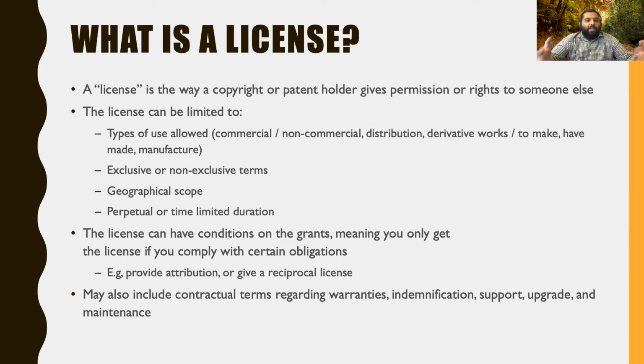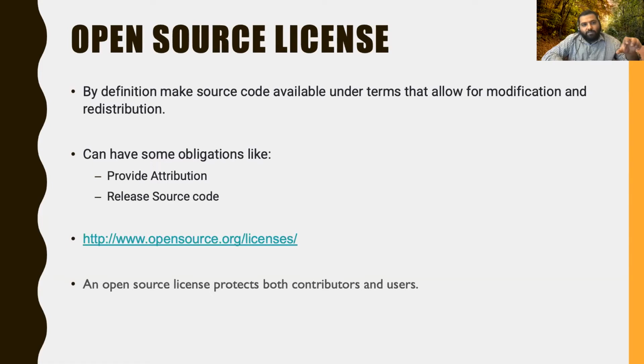And when we talk about an open source license, by definition, what exactly is it giving you? It is saying that I am giving you this particular source code, which is available under these terms that allow you to do modifications. You can redistribute if you follow certain obligations, meaning you provide me the attribution, you provide me the source code. And there are many different obligations that each different license has.